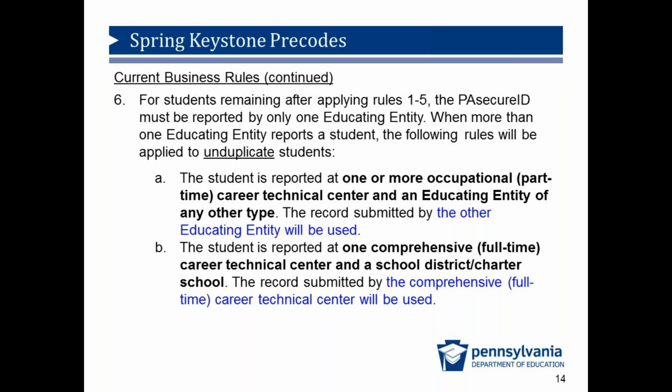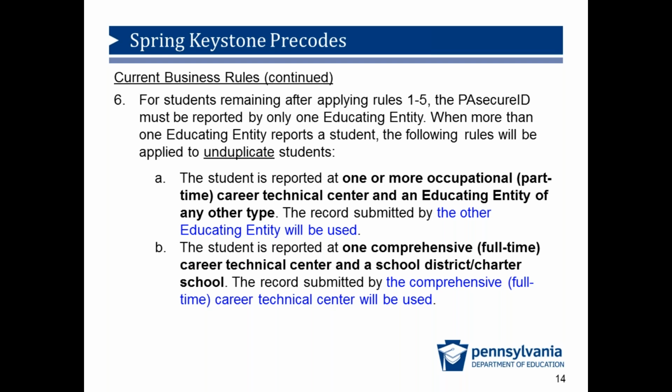6B says that if a student is reported by a comprehensive CTC or full-time and a school district or charter school, then the comprehensive CTC will receive the Precode label because it is the comprehensive CTC that is providing the educational services for the subjects assessed.